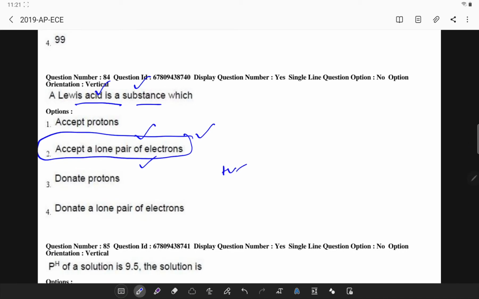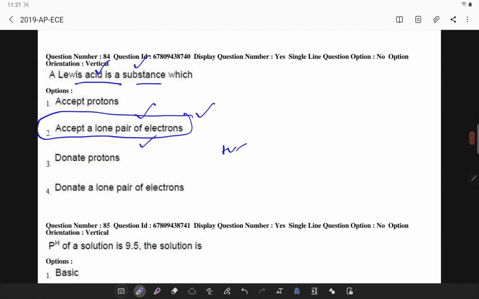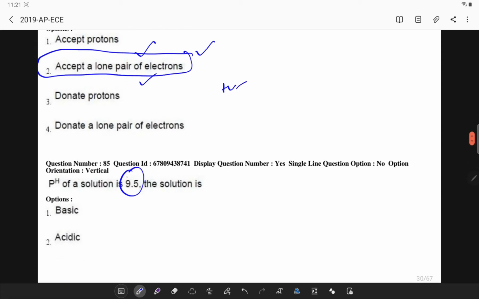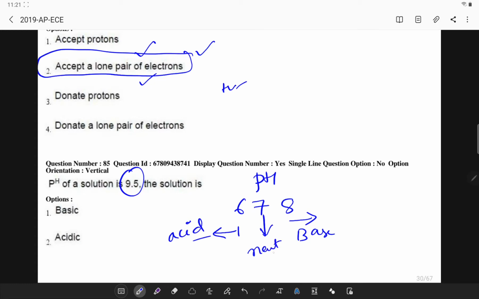So next, the pH of a solution is 9.5. Then what exactly is the solution? Simply remember 6, 7, 8. If this is the pH scale, if it is greater than 7 it is base, if it is less than 7 it is acid, and if it is exactly 7 it is neutral. Since it is given as 9.5, you can simply call it base.